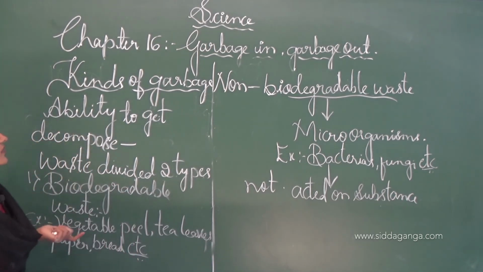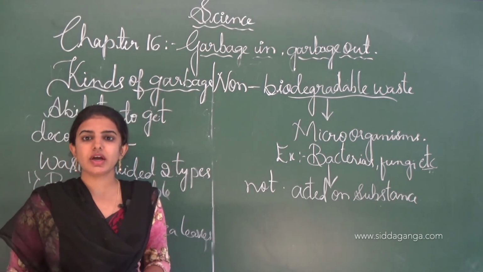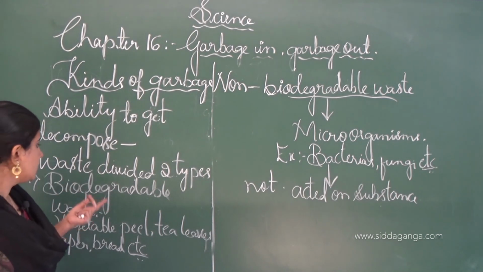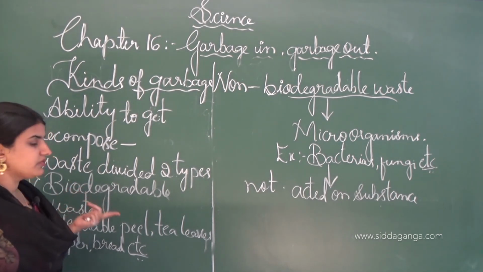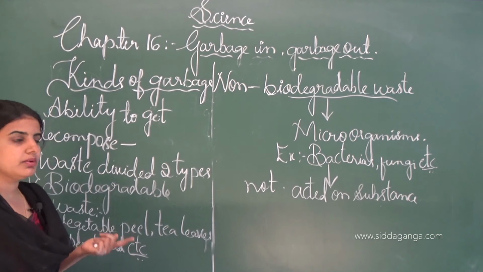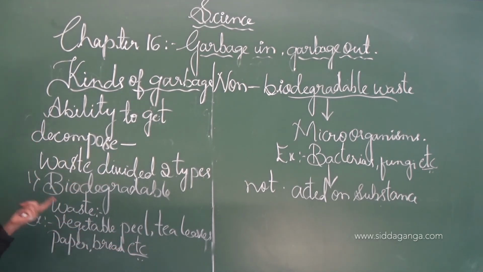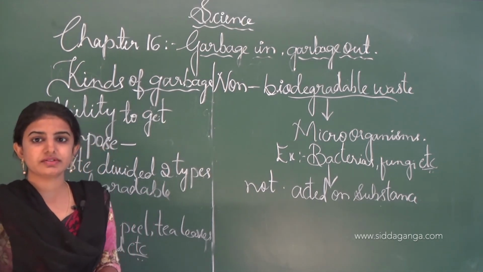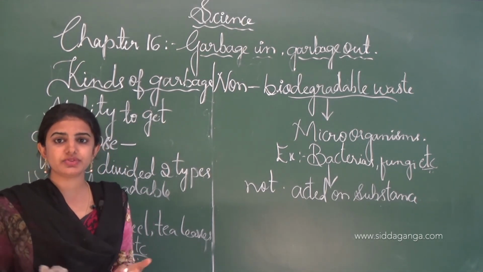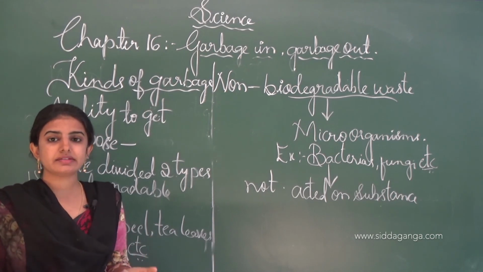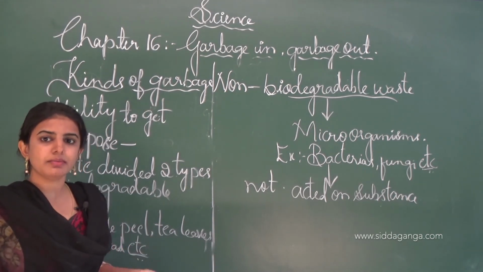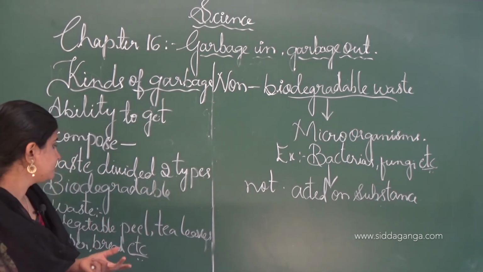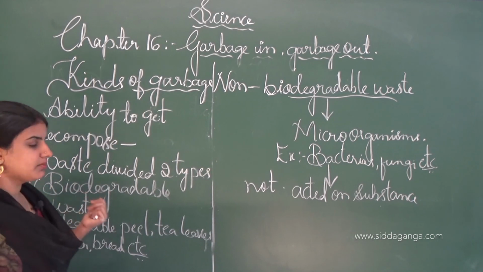Next is the kinds of garbage, where we can see two types of waste. The first is biodegradable waste and the other is non-biodegradable waste. Based on the ability to decompose, some waste such as vegetable peel, tea leaves, and bread, that is, foodstuff, will be decomposed by bacteria or microorganisms, and such waste is called biodegradable waste.